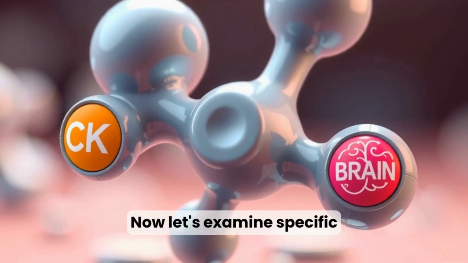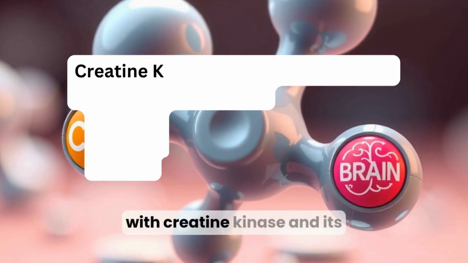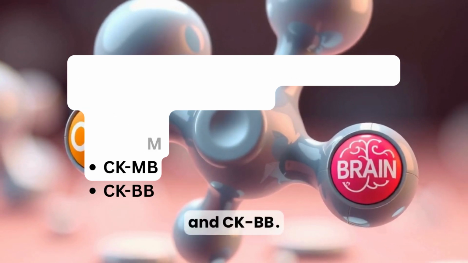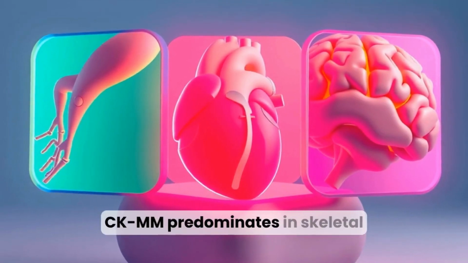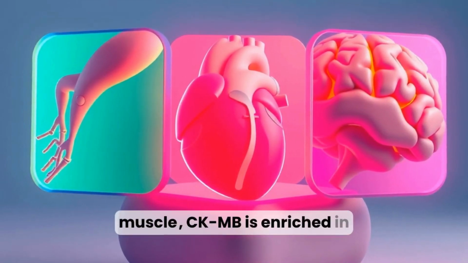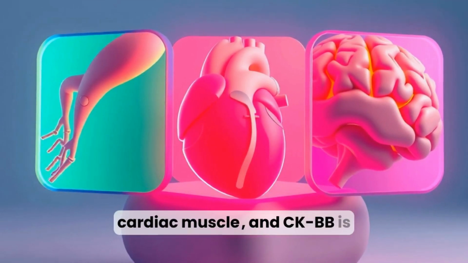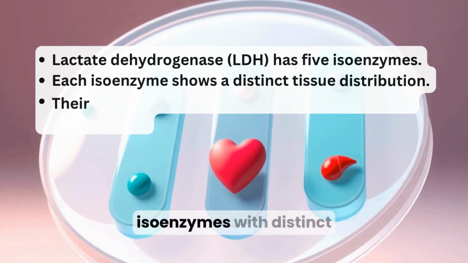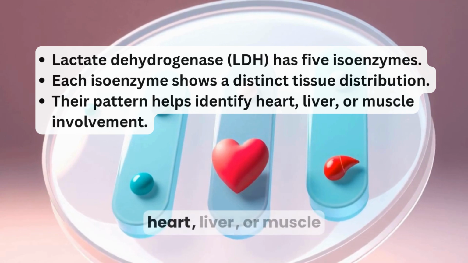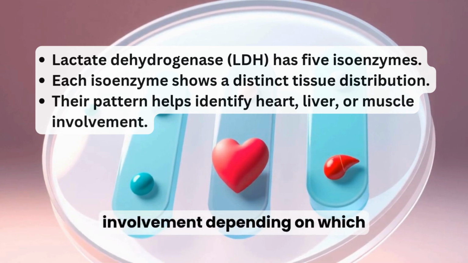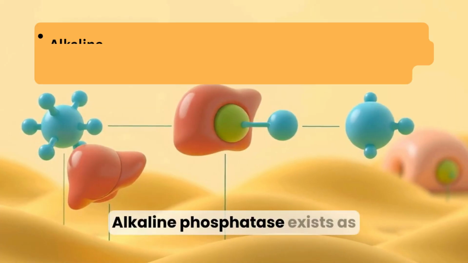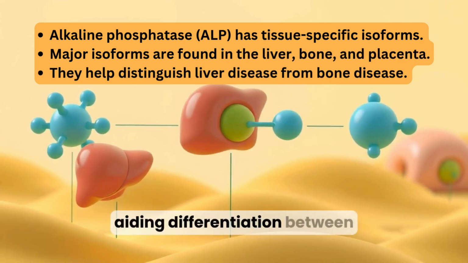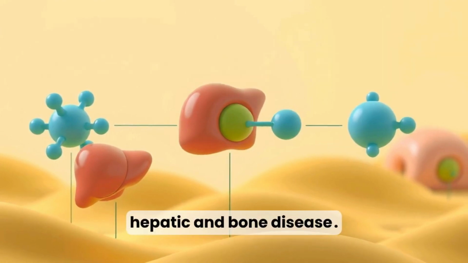Now let's examine specific isoenzyme systems, starting with creatine kinase and its three isoforms CKMM, CKMB, and CKBB. CKMM predominates in skeletal muscle, CKMB is enriched in cardiac muscle, and CKBB is found mainly in brain tissue. Lactate dehydrogenase has 5 isoenzymes with distinct patterns used to suggest heart, liver, or muscle involvement depending on which bands rise. Alkaline phosphatase exists as tissue-specific isoforms in liver, bone, and placenta, aiding differentiation between hepatic and bone disease.